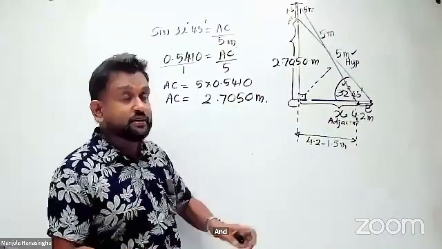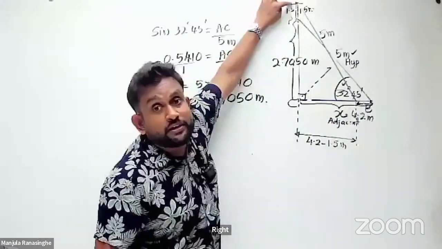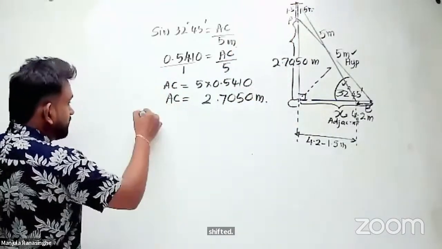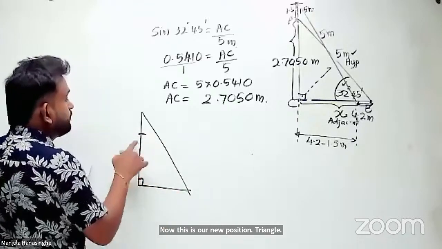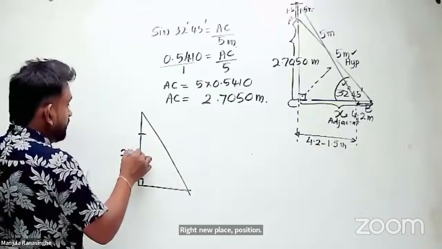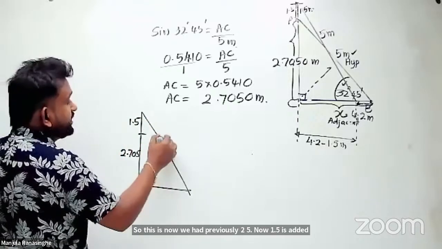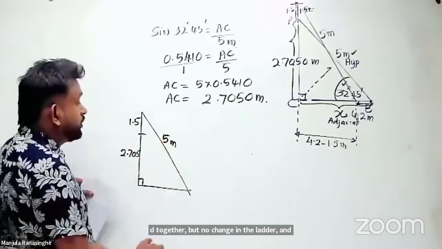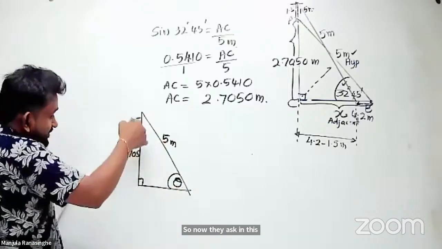Right, now we found this length. Now actually 1.5 meter shifted. Now this is our new position triangle, right? New place position. So we had previously 2.705. Now 1.5 is added together, but no change in the ladder length, that is still 5 meters. So now they are asking this angle theta. Now we know this height.